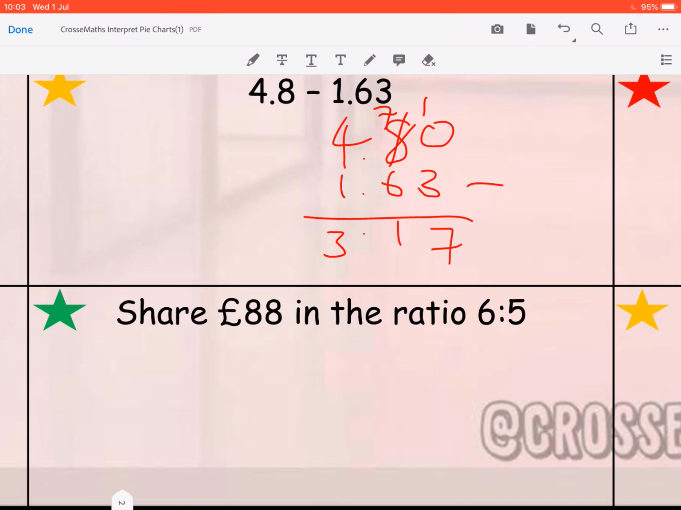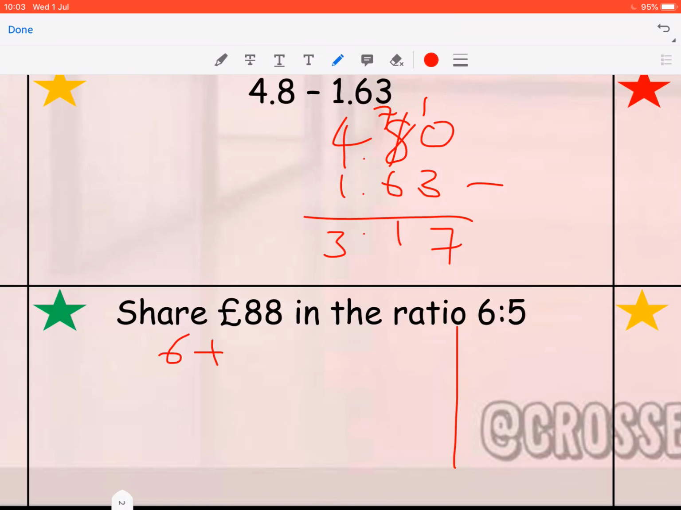Share £88 in the ratio 6 to 5. Okay, we should be really good at ratio by now. You've done it every single time. Okay, so what you do first, you add up the ratio 6 and 5. So 6 plus 5 means I got 11 shares altogether. So there's 11 shares of money. I've got to split £88, 11 equal ways. So each share is £8.